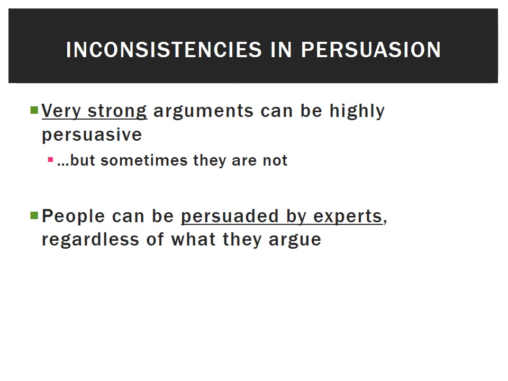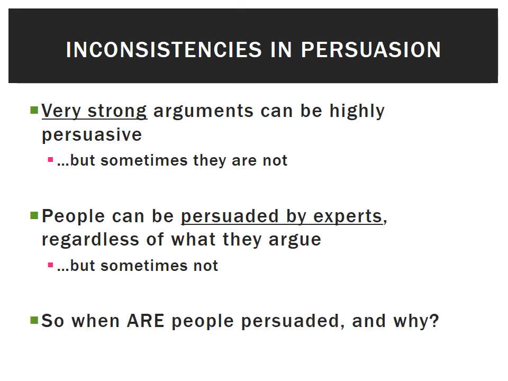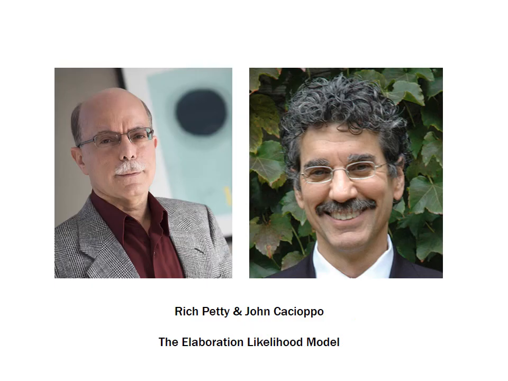Research found that people can be persuaded by experts regardless of what those experts are arguing. That's like a source effect, right? Expertise. But then again, sometimes that wasn't the case. And this led researchers to really wonder, okay, what the heck? When are people persuaded and why? Enter the elaboration likelihood model to help organize the field of persuasion research and explain these inconsistencies.